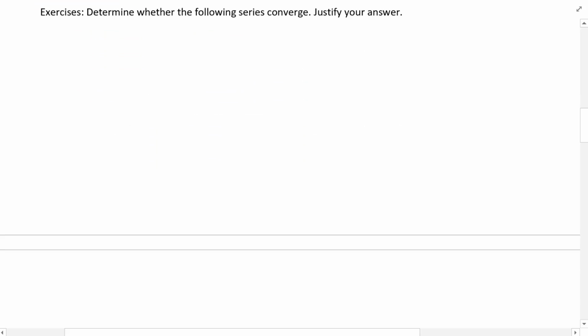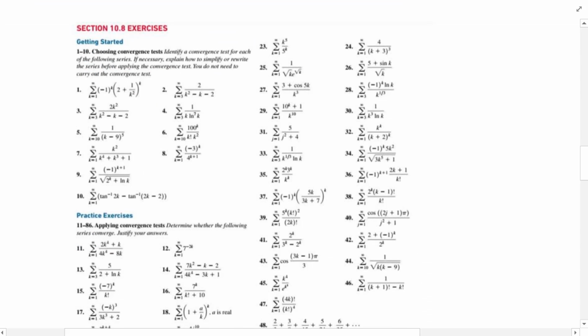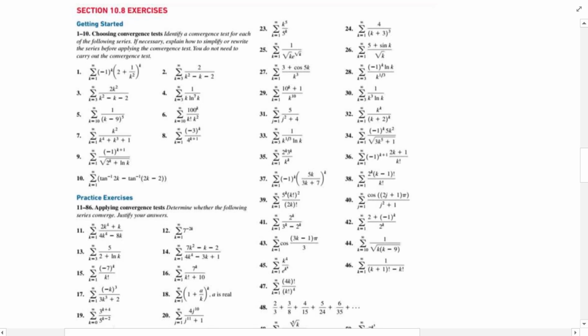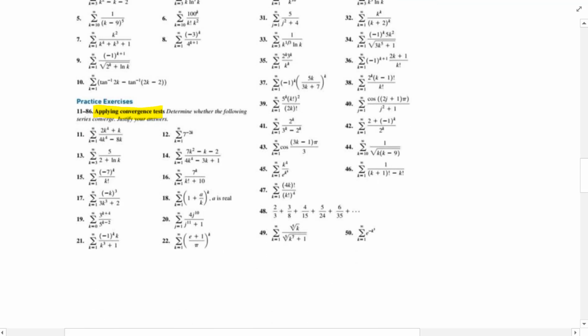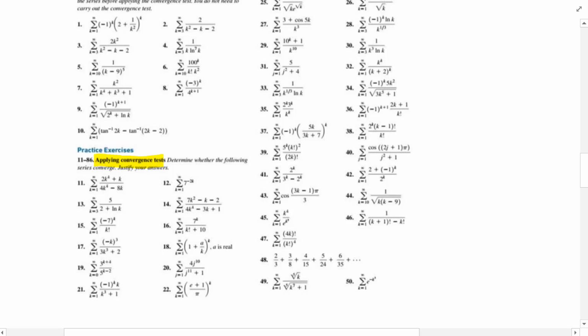And here I have a bunch of problems from your text that you can solve. It says applying convergence tests, and then look at 11 to 50. We have different types, and I would advise you to go over each of them and say, what kind of test am I going to use for my problem?